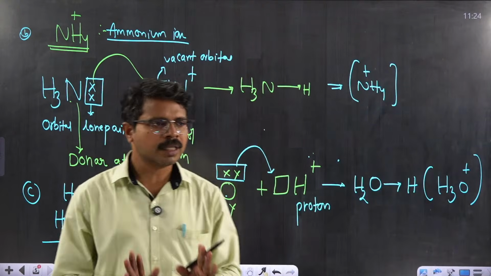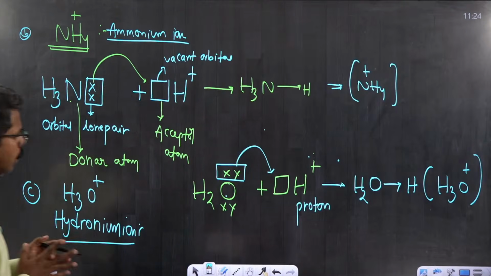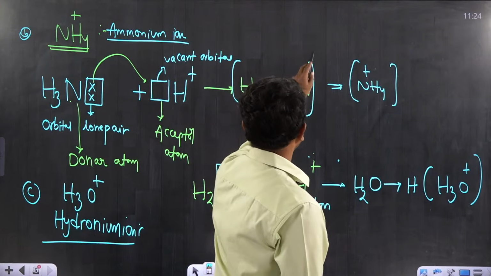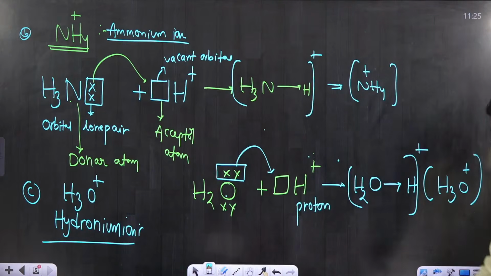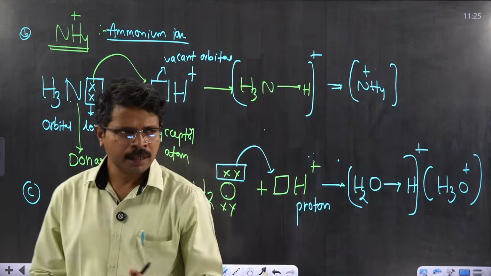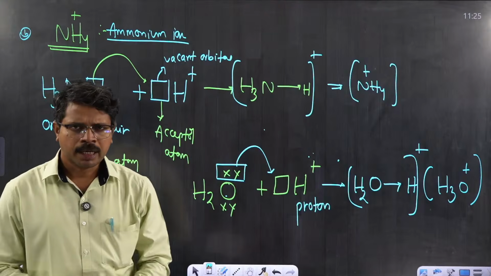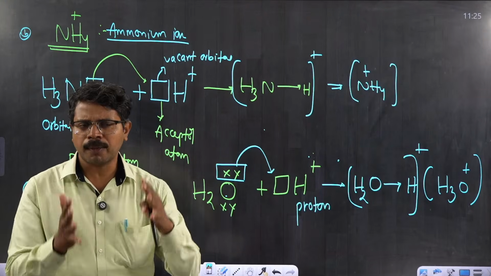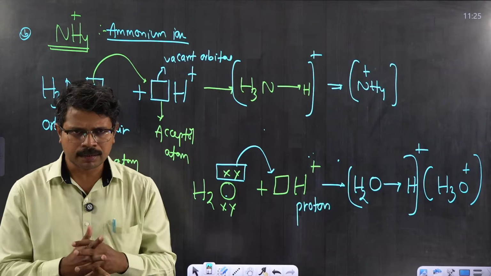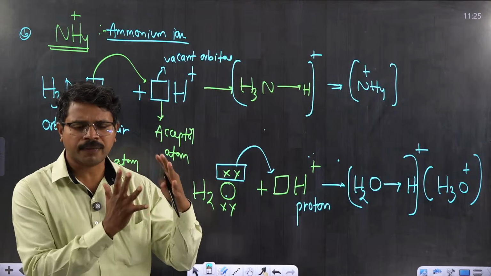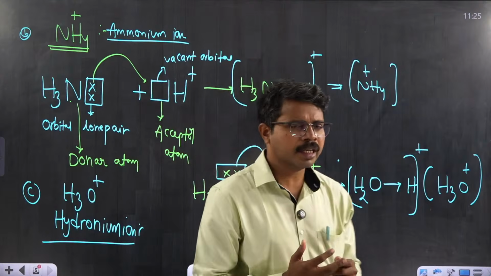I hope these examples are clear. So, ammonium formation I have given, and formation of hydronium also I have given. Let's talk about a few more examples. I hope you are following. So, here I have given only two conditions. If two atoms are involved in the bonding, one of the atoms should have lone pairs or excess electrons, and the other atom should have a vacant orbital. I can illustrate this in a simpler way.